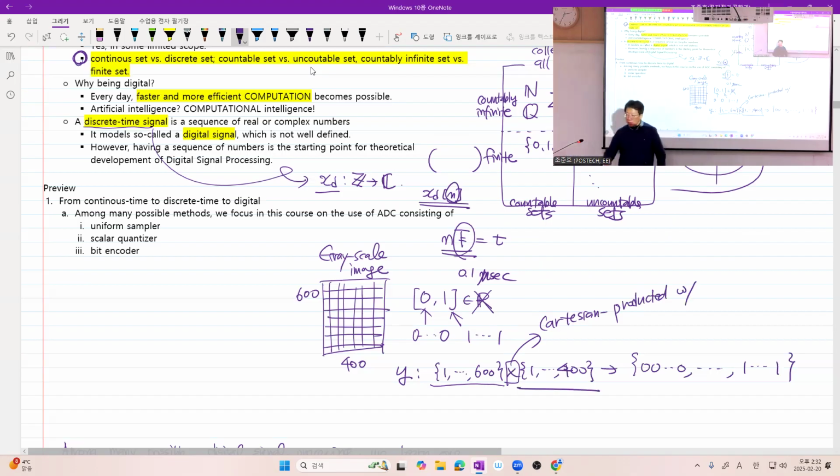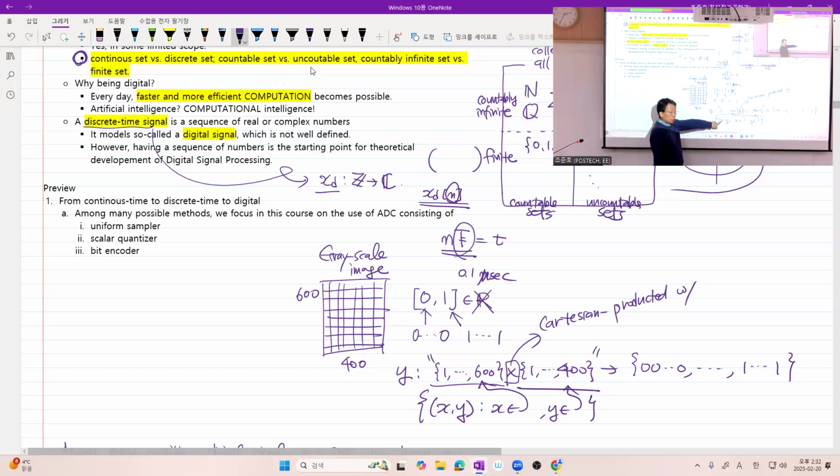What does that mean? This entire thing is a set. And this set has what? A pair as an element, and X is a member of this first set, and Y is a member of this second set. Got it? So this means row, and this means column index.